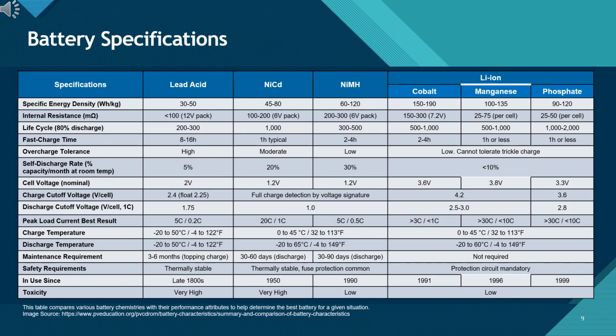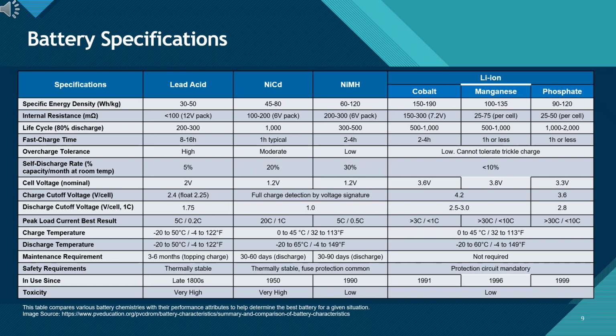Battery specifications. On this slide, we're looking at a comparison table outlining the key specifications of major battery chemistries: lead acid, NiCd, NiMH, and several types of lithium-ion. It's essentially a snapshot that helps us understand why different batteries are chosen for different applications.